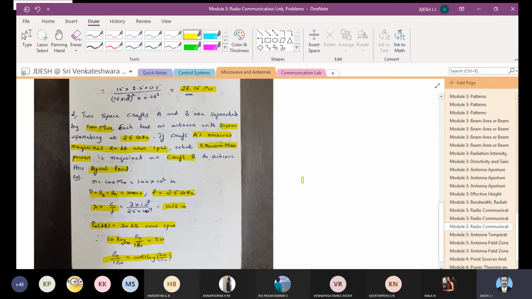So note down this question. You should not forget to take PR divided by 1 picowatt equal to anti-log of 20 divided by 10. All of you know how to take the anti-log, use the calculator and do it.